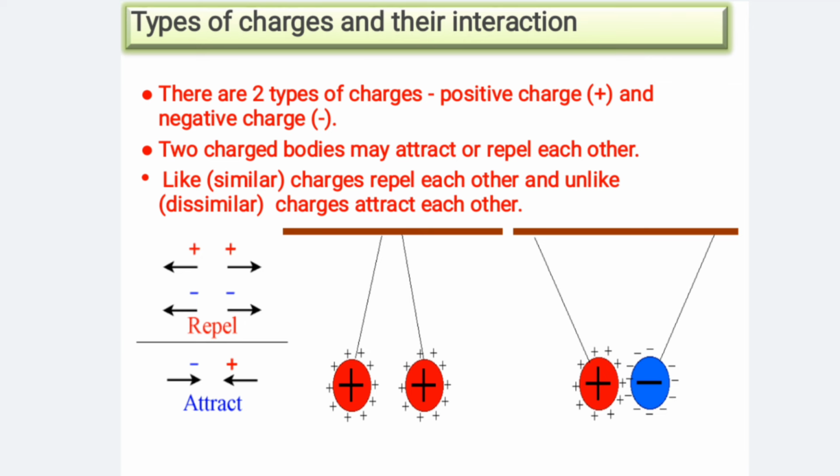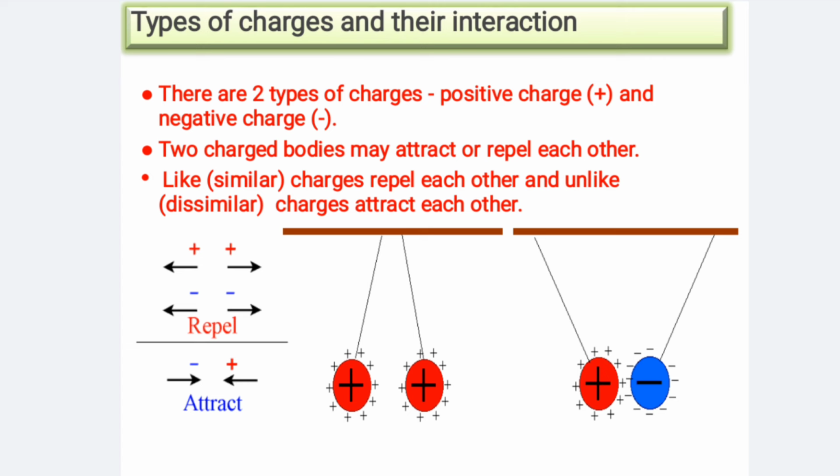Now there are different types of charges. In this slide we will be studying types of charges and their interaction, that is, how they interact with each other. There are two types of charges: positive charge denoted by plus sign and negative charge denoted by minus sign. Two charged bodies may attract or repel each other. So when charges are there on bodies, their interaction may be either attraction or repulsion.